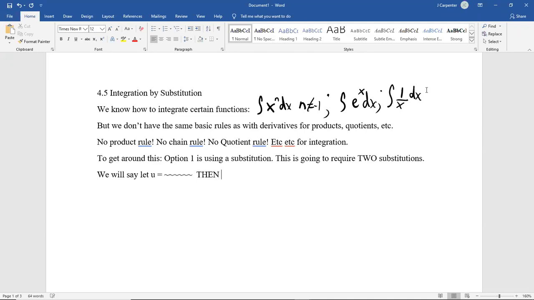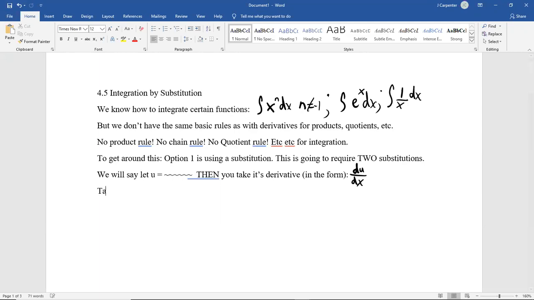Then take its derivative, but it has to be in this form: du dx. You have to write it this way. You cannot write u prime. You cannot write f prime. It has to be written as du dx. Just trust me, this is something that we're going to do over and over and over again.